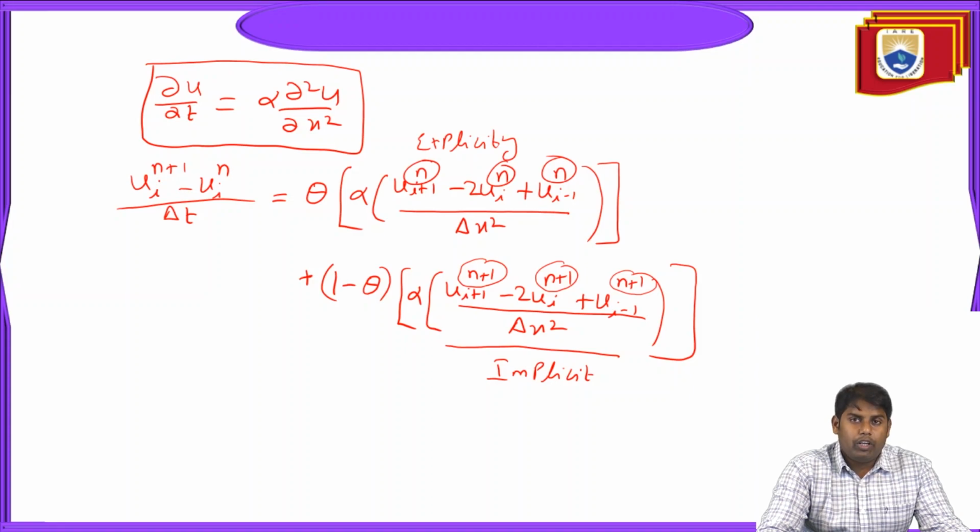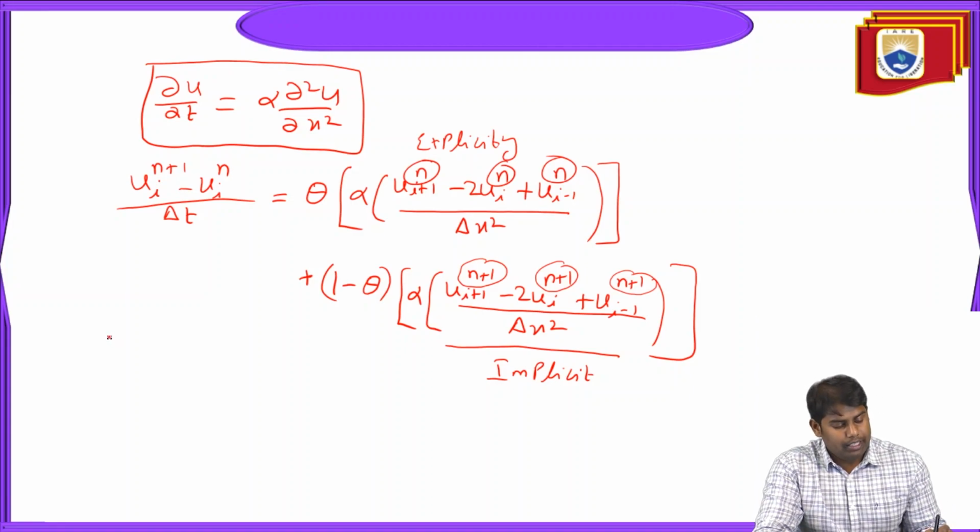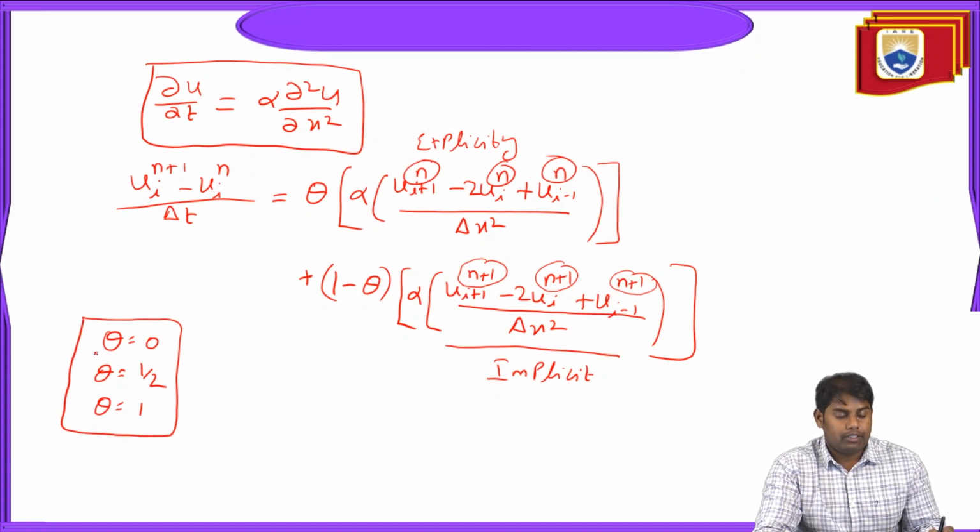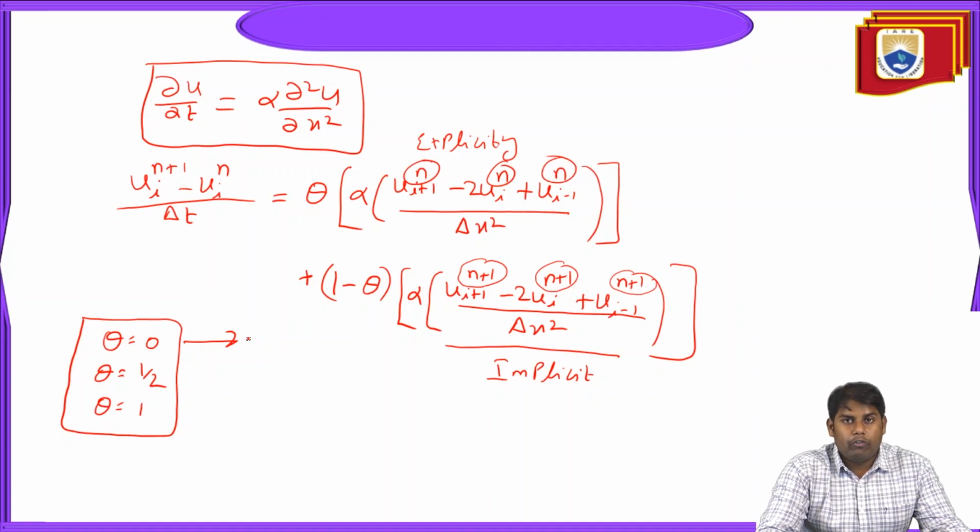Now, what is the meaning of semi-implicit? When we use the switching factor, the cases are theta equal to 0, theta equal to half, and theta equal to 1. So these are the cases. When theta is equal to 0, what happens?